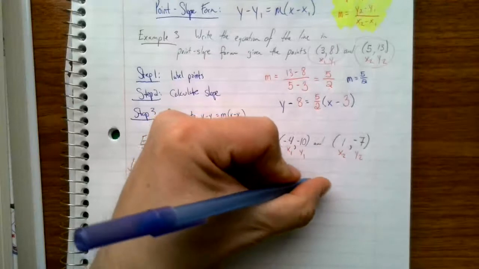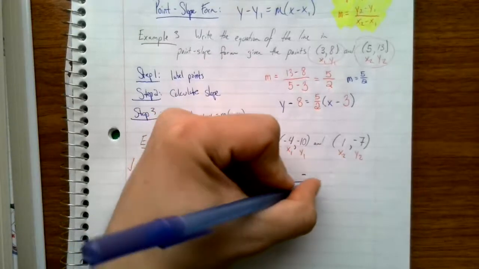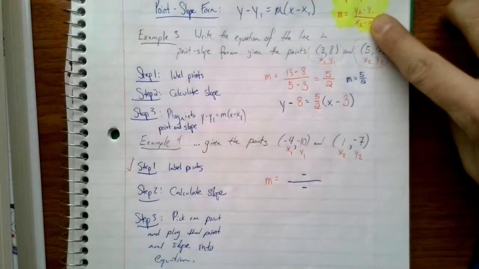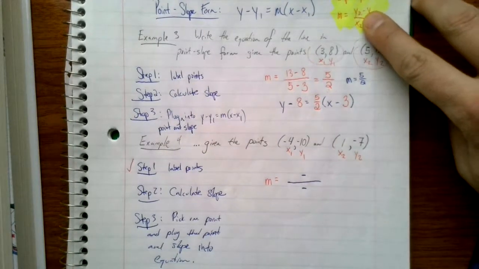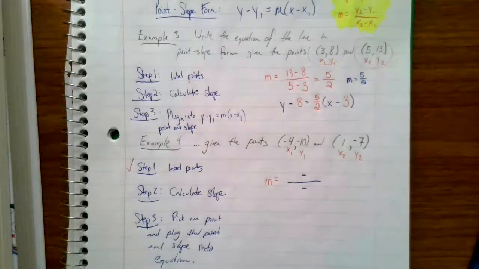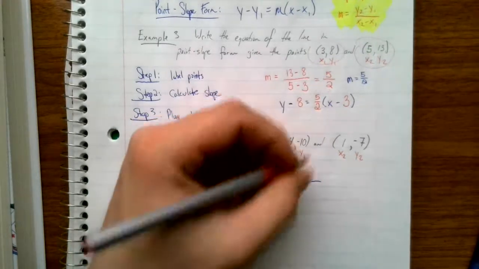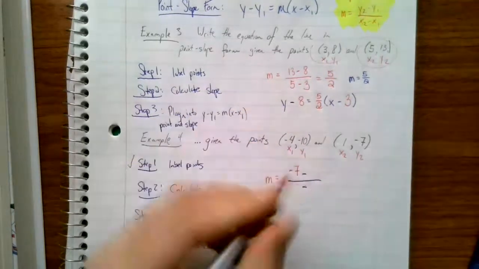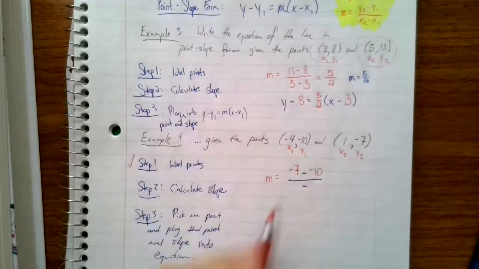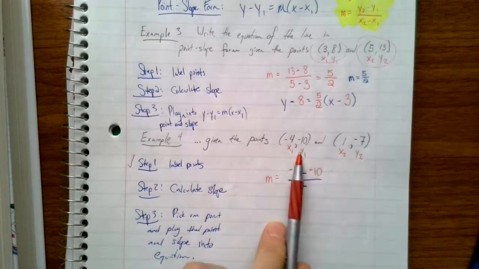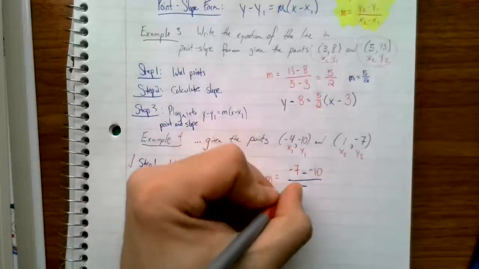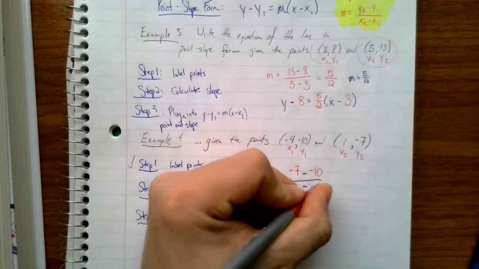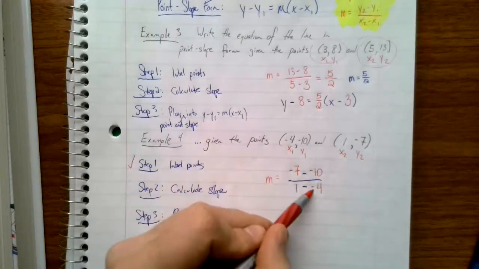So one thing I like to do, which I didn't do on the previous problem, is the subtractions are part of the formula in our calculation of slope. It's always y2 minus y1 and x2 minus x1. And so now I'm going to substitute my values in. So I have 7, y2 minus y1, which is -10. x2 is 1, and my x1 is -4.